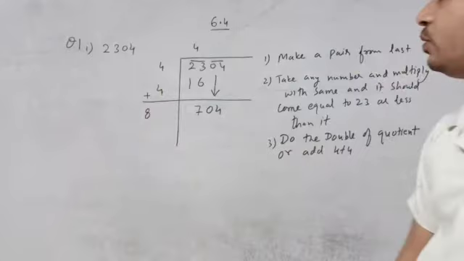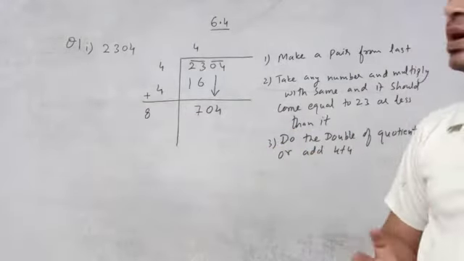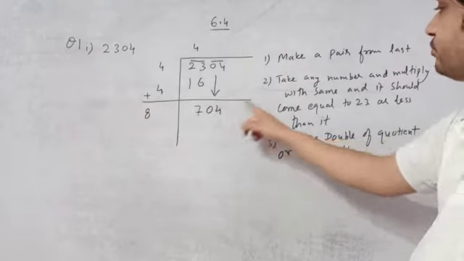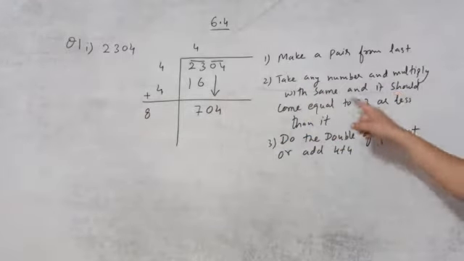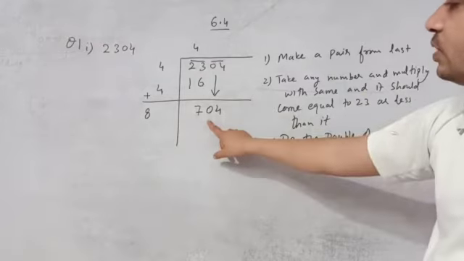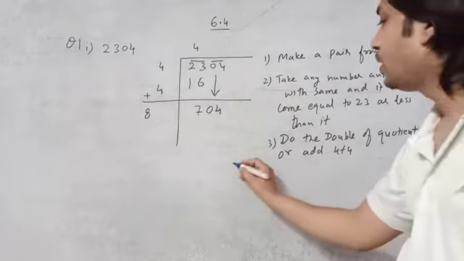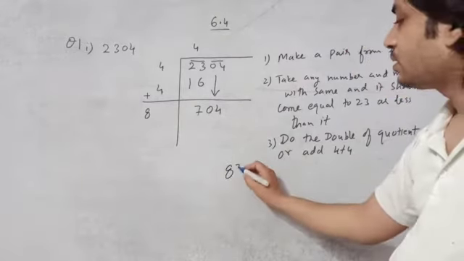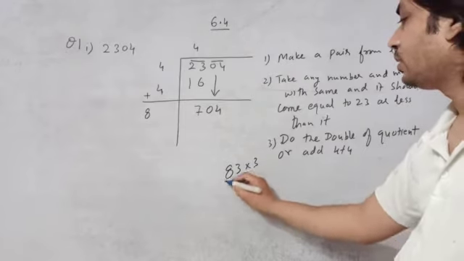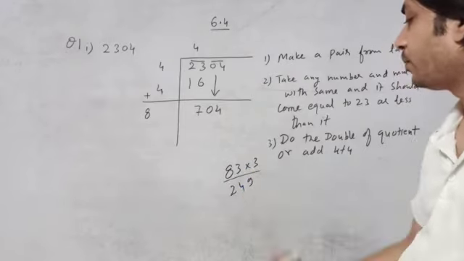After this what will we do? After 8 we will write any number. The same condition should come: take any number and multiply with the same number. It should come equal to this one or less than this. So after 8, remember, we will write one number. Suppose we are writing the 3, so we have to multiply with the 3. So 3 into 3, 9, and 8 into 3, 24.